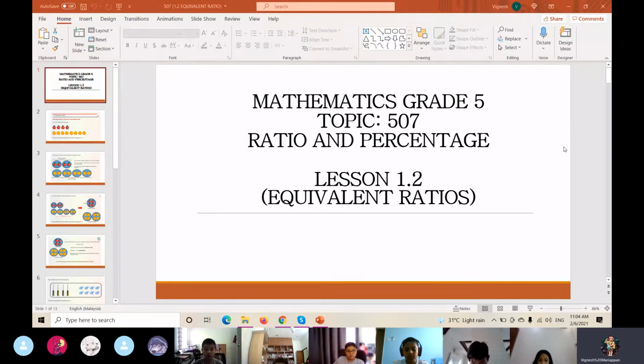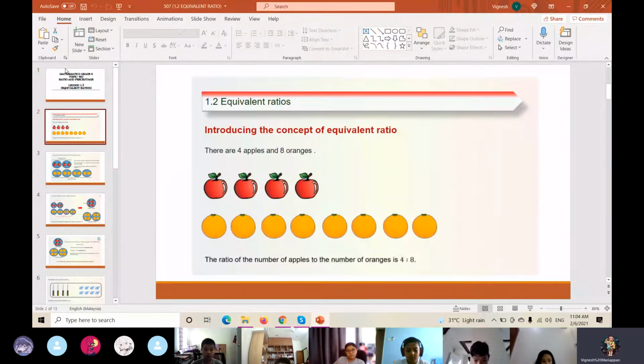Yes, teacher. Okay, so the first thing is equivalent ratio, which means for this topic, it will introduce the concept of equivalent ratio. For an example, as you all know how to do the ratios, correct? There are 4 apples and 8 oranges. So the ratio of the number of apples to the number of oranges is 4 to 8. Let's say, okay, this is the equivalent ratio.